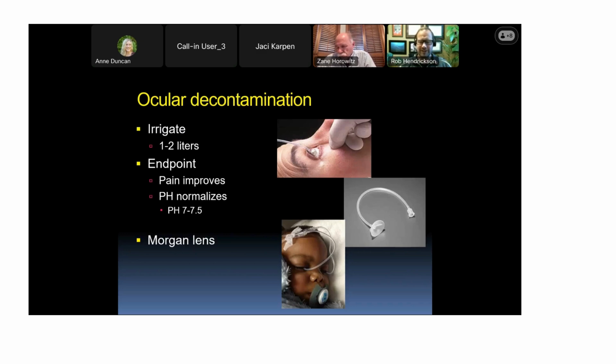Morgan lenses, if you haven't seen them before, work really, really well. They're like a contact lens with a tube on them. Then you just run the fluid right into the Morgan lens.